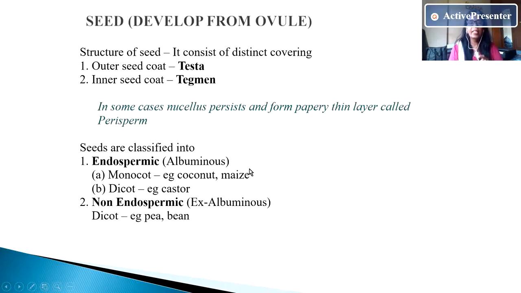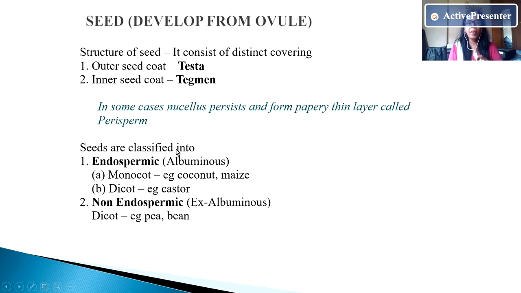The next topic is the seed inside the fruit. The seed develops from the ovule, and the fruit develops from the ovary. Structure of seed: it consists of distinct coverings, the outer seed coat testa and the inner seed coat tegmen. In some cases, the nucellus persists and forms a papery thin layer called perisperm.